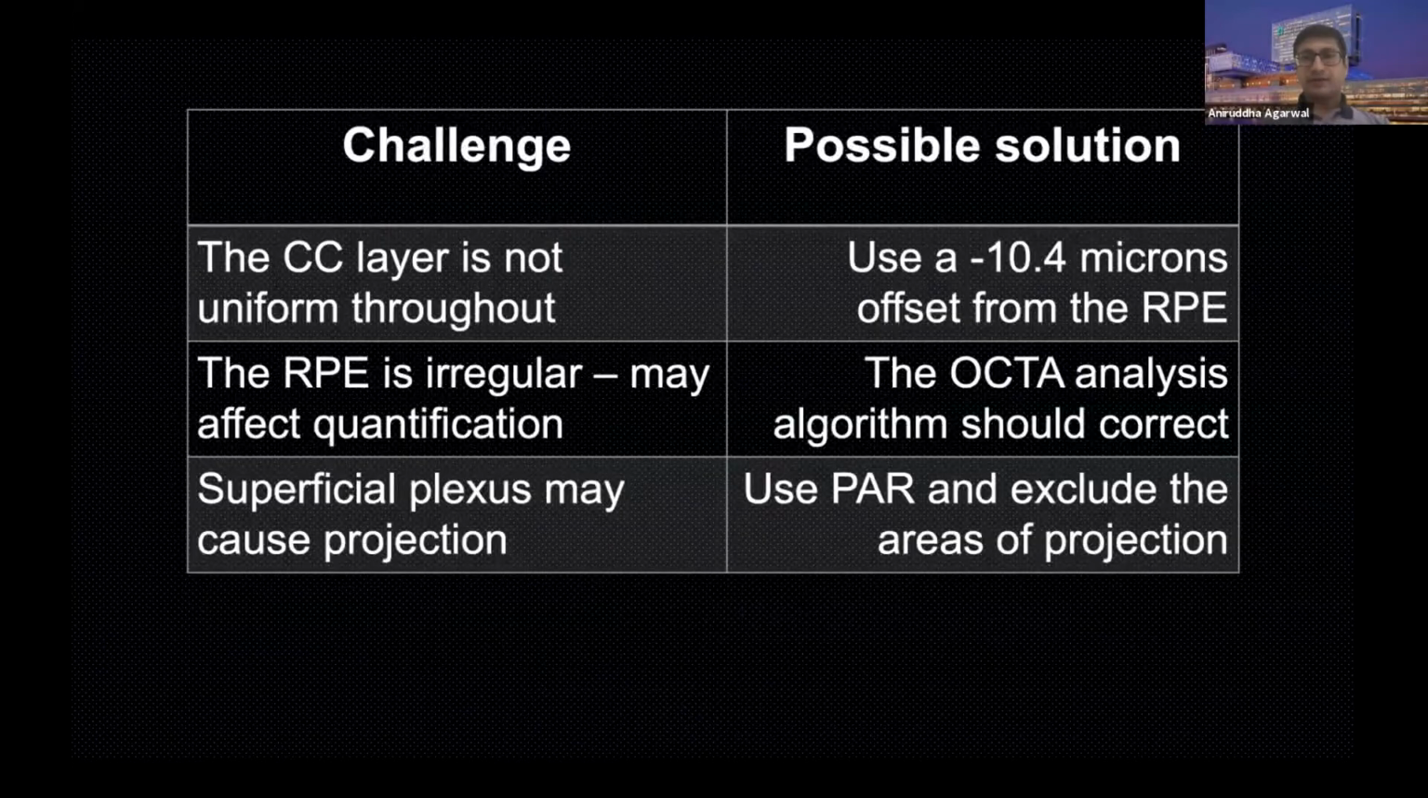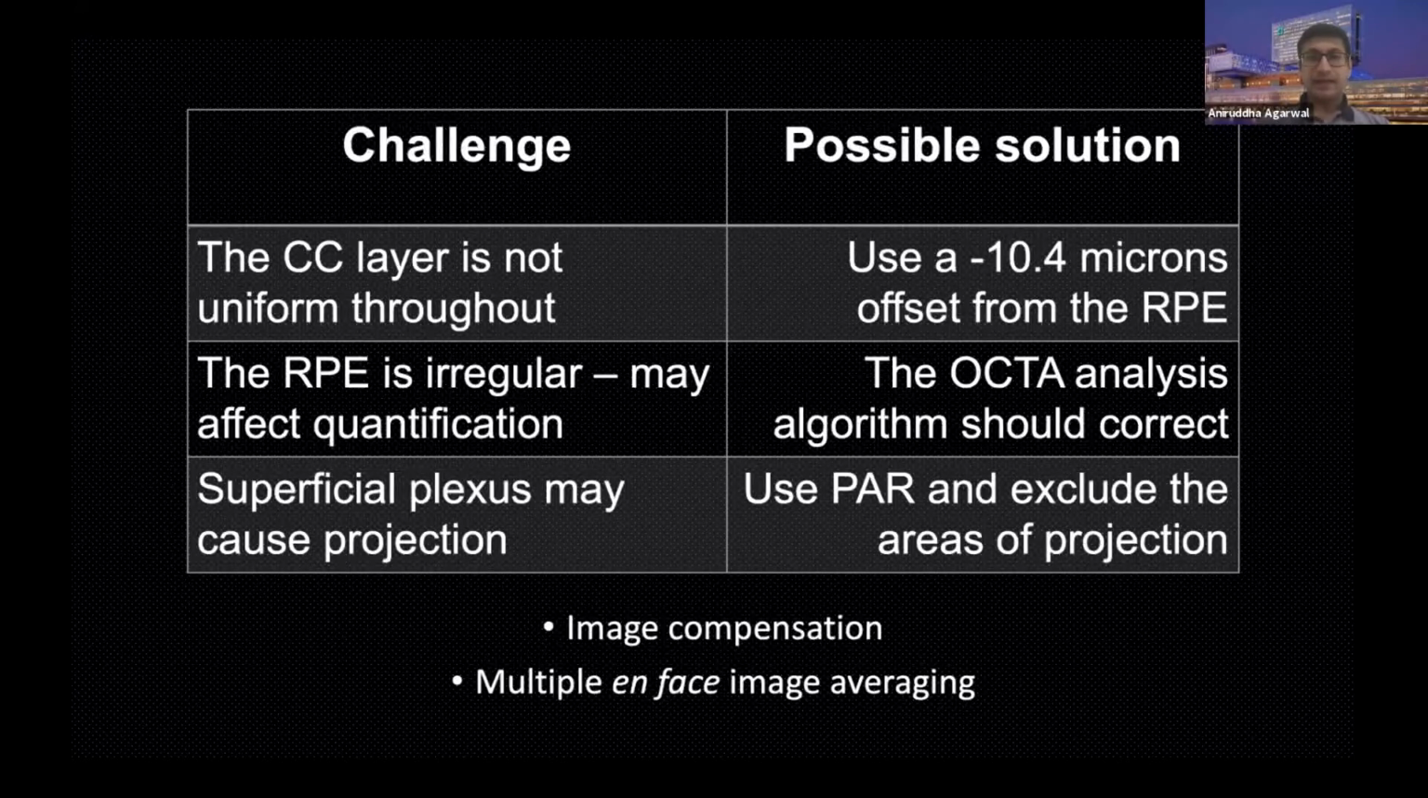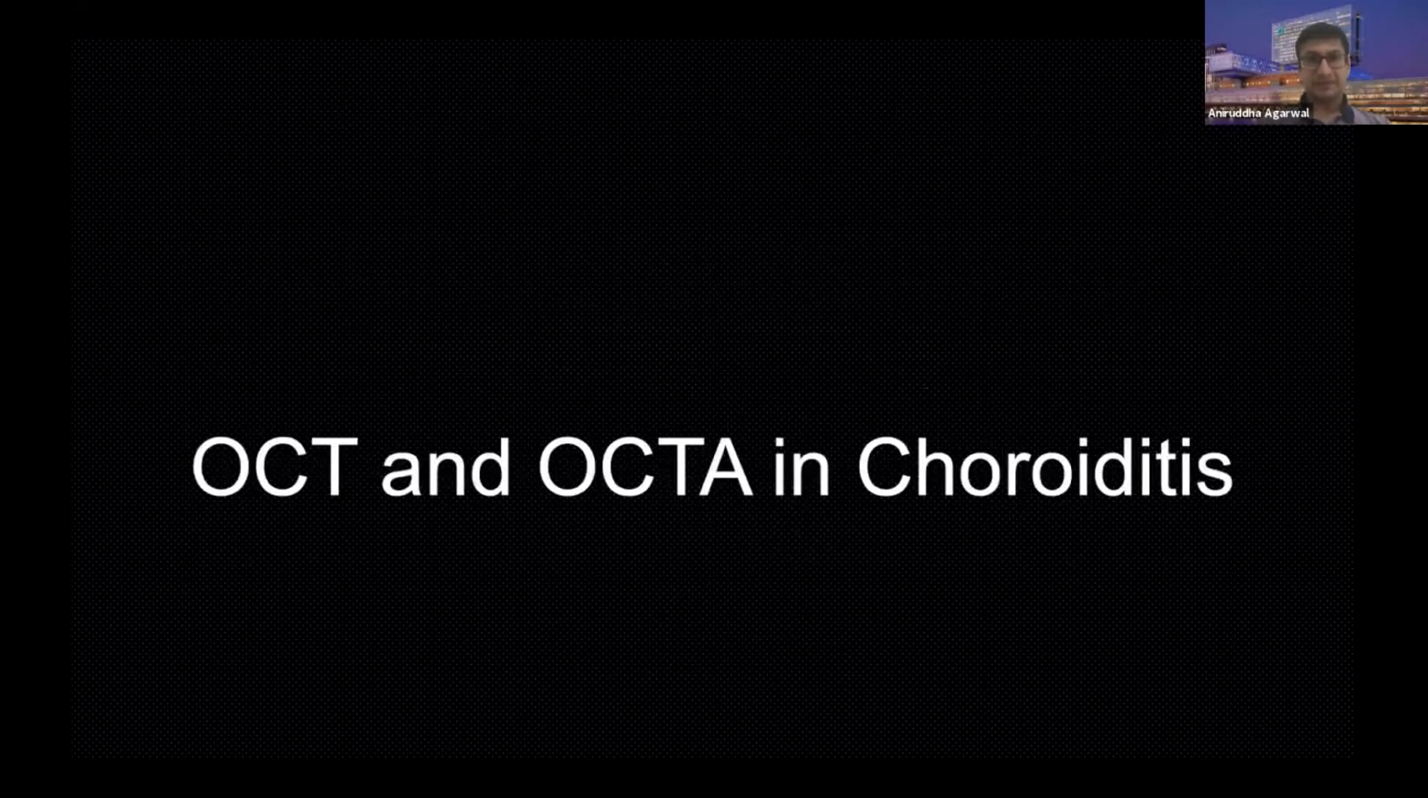So just to reiterate that there are various challenges, this table just shows you three main challenges of quantifying the choroid. First, the choriocapillaris is not uniform throughout. And so one of the possible solutions is to use a manual segmentation with a minus 10.4 microns offset. The RPE may be irregular. So when you're doing your analysis, your algorithm should correct for the RPE, although it is not 100% foolproof. The superficial plexus may cause projection. So it's very important to use PAR, which is projection artifact removal. There are two additional things. One is image compensation and averaging of multiple en face images to give you a better choriocapillaris assessment.